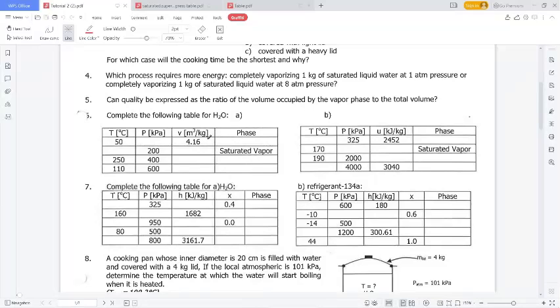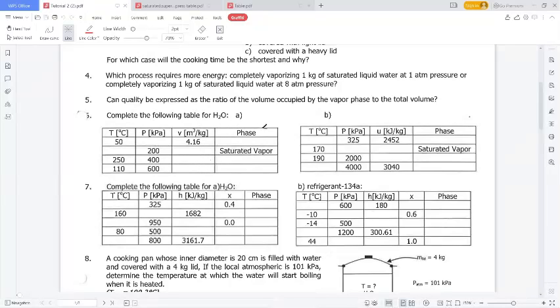Today's video, I'm going to teach you how to read the saturated, compressed, and superheated table. I'm going to go through a few questions in the tutorial. This is number 6. Complete the following table. The substance will be H2O, or water.